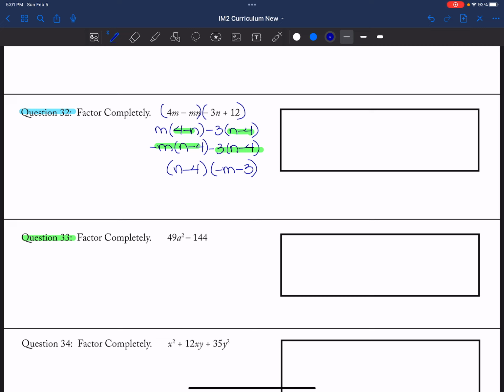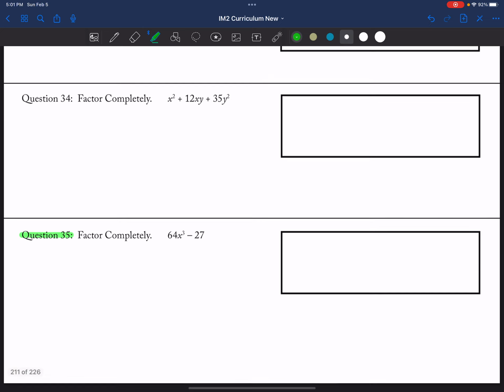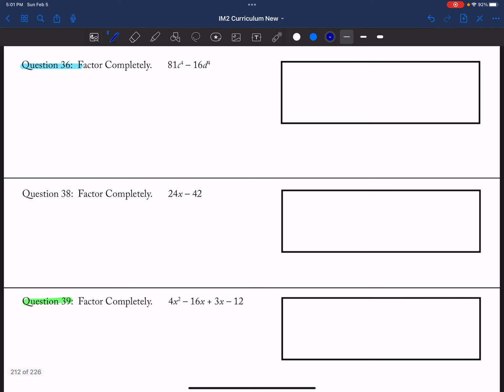I just want to make sure I did not mess this up. Okay, so n minus 4 and a negative m minus 3, which in theory, because they're both negative in here, I could have factored out a negative here and made this an n minus 4 and an m plus 3. So either one, I think your next teacher would probably prefer that it was this way. Okay? All right, and then 36.